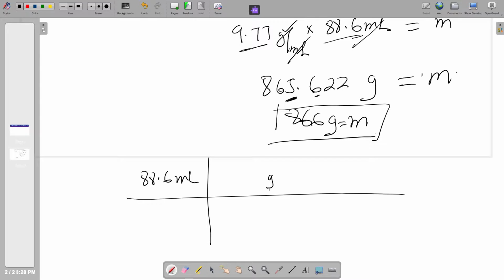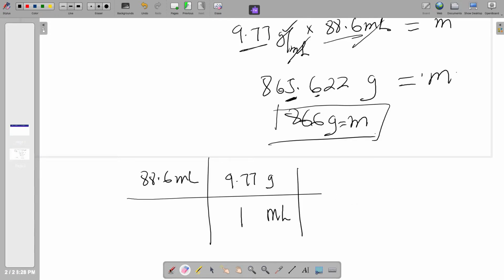And what unit don't we want? We want the mL to cancel out, so the bottom here should be mL. So we look at our density. Our density is giving us 9.77 grams per mL. So the 9.77 goes to grams and then 1 goes to mL. We write 9.77 on top and then 1 over here. Then we close our table.